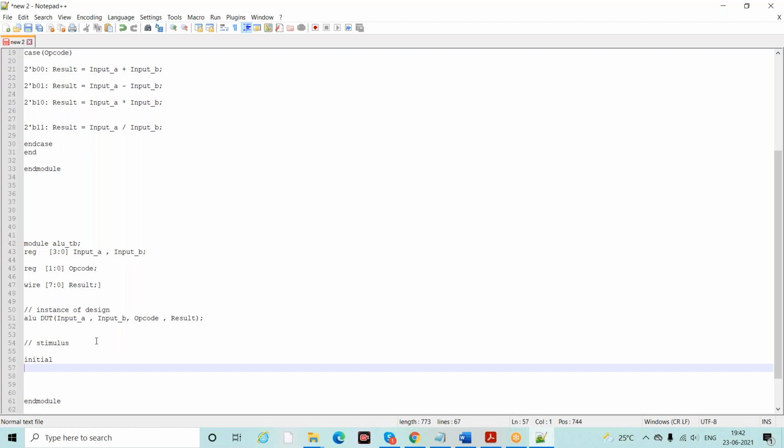See, in some of the interviews, they may raise a question like this also. So what is an initial block? An initial block means it is executing only once, only once. But when will it execute? At the time of 0. You may ask, sir, how can we come to know? Yes, see here.